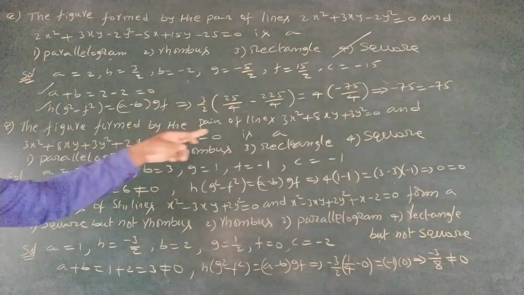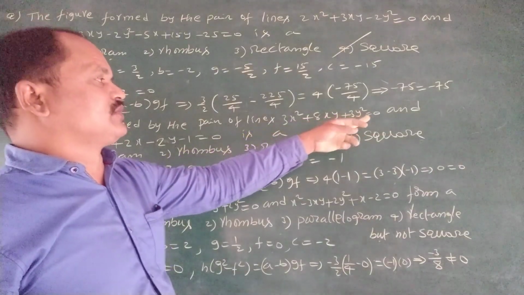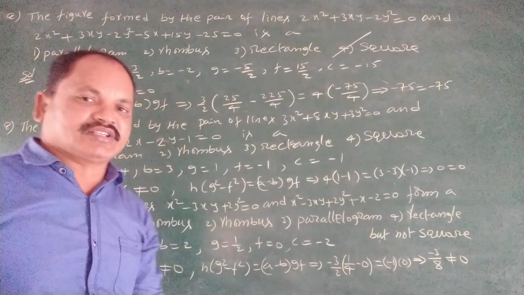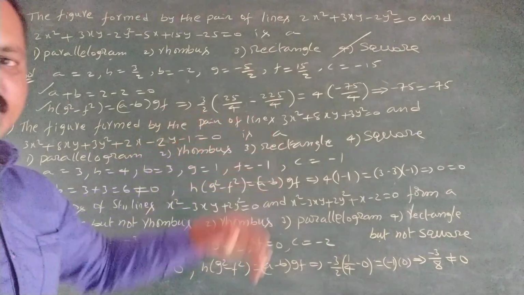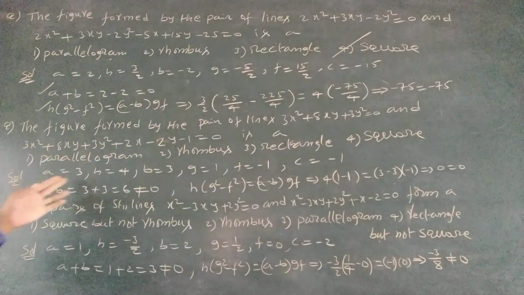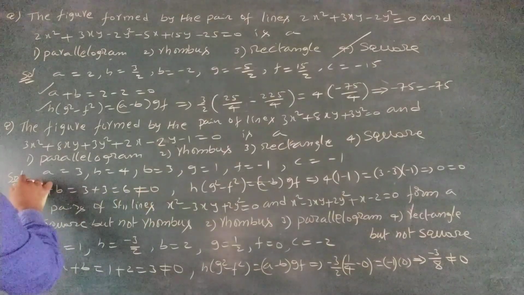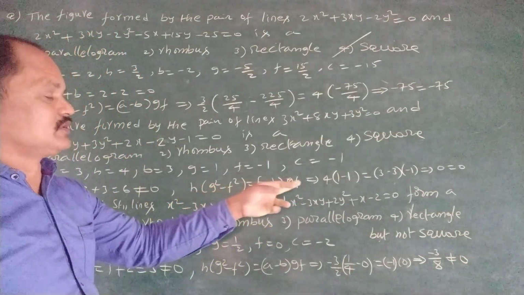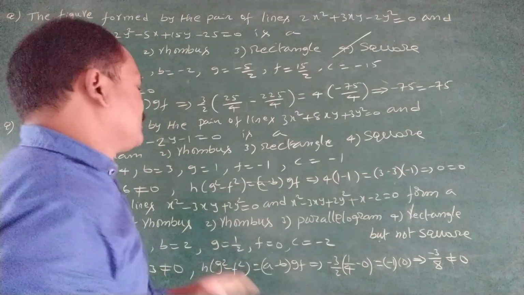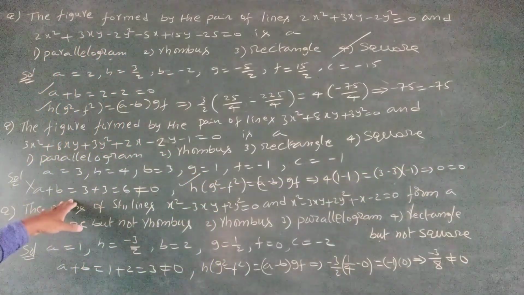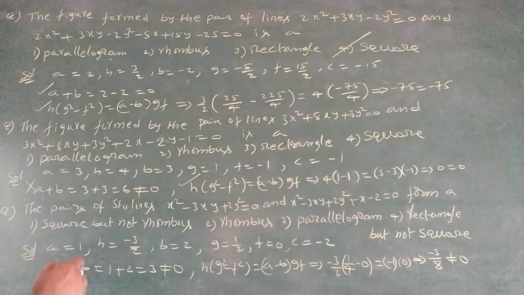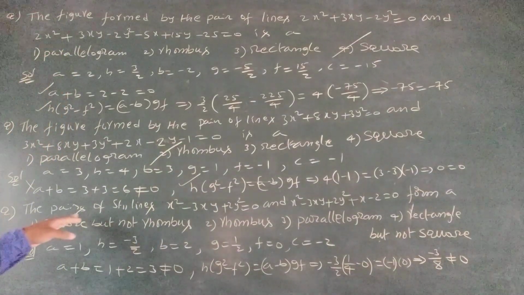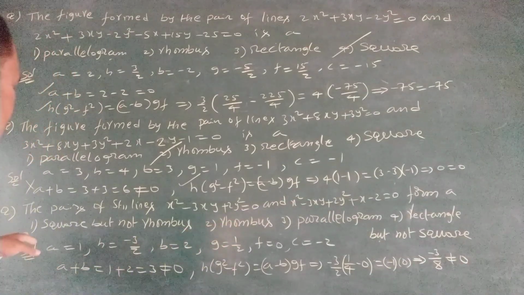Next, the figure formed by the pair of lines 3x square plus 8xy plus 3y square is equal to 0, and 3x square plus 8xy plus 3y square plus 2x minus 2y minus 1 is equal to 0 is a parallelogram, rhombus, rectangle, square, like that. Here a plus b is not equal to 0. That's why this first condition failed. Simplifying the other condition, h into g square minus f square, that means 0 is equal to 0. That's why this condition is okay. That's why the adjacent sides are not perpendicular, the diagonals are perpendicular. That's why this question forms a rhombus. The second option is correct.